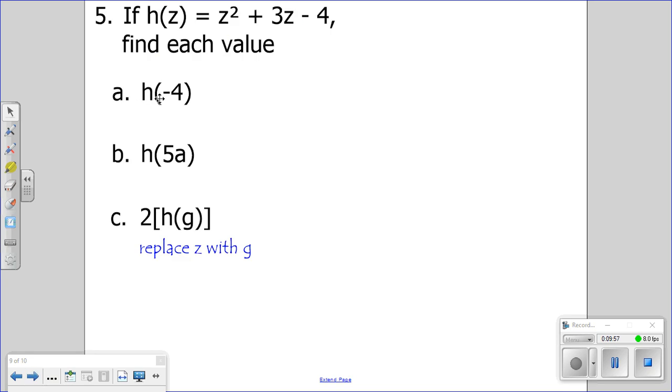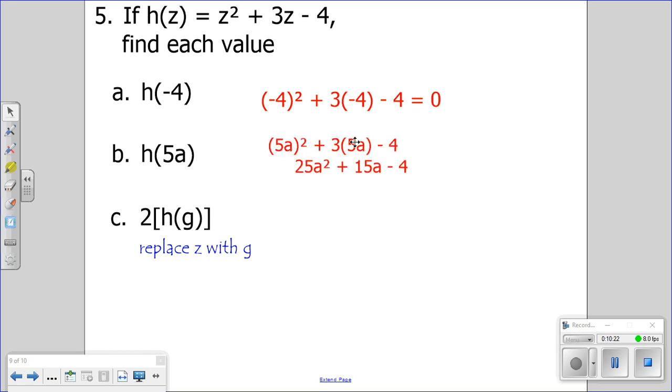Okay, again, this part right here is not any different than what we've been working with. So you're substituting in the 4 into each of those places. Here, again, just like we talked about on the last one, we have an expression now instead of just a number, but it doesn't change anything. So instead of z, you're going to have 5a. So instead of z squared, you're going to have 5a squared. Instead of 3 times z, you're going to have 3 times 5a, and then you'll evaluate.